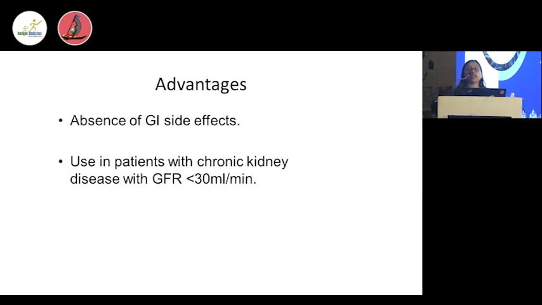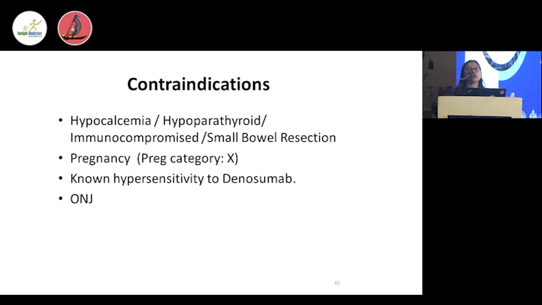This I have already discussed. Again, denosumab has to be given along with calcium and vitamin D. It doesn't lead to any GI side effects like bisphosphonates. It can be safely given in patients with severe renal dysfunction, even with eGFR less than 30. On the other hand, bisphosphonates are contraindicated with eGFR less than 30. So this is the area where denosumab has an advantage over the bisphosphonate. Certain contraindications: it cannot be given in patients who have a known etiology behind hypocalcemia like hypoparathyroidism or small bowel resection. It cannot be used in pregnant and lactating women or in patients who are known to have hypersensitivity to denosumab.